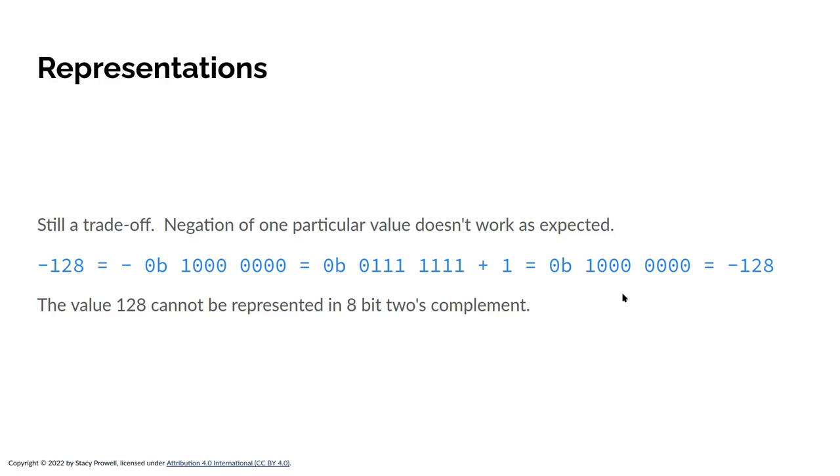So that means there is a number that if I negate it, I get the same value back. You can try this. Go and get yourself an int, take the maximum negative value for that int, put a minus sign in front of it and see what you get.